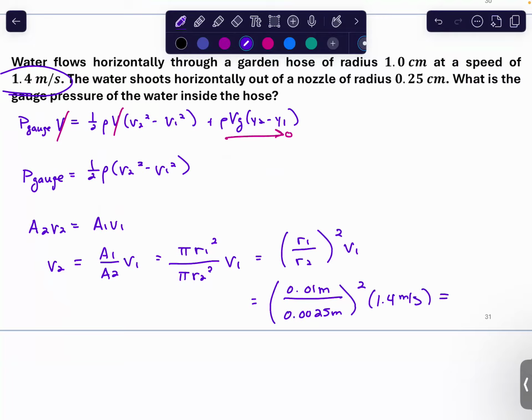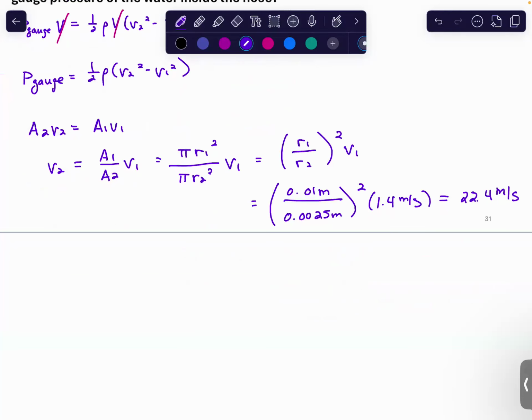So V2 is going to be 22.4 meters per second. So now we have all the numbers we need to solve for the gauge pressure.